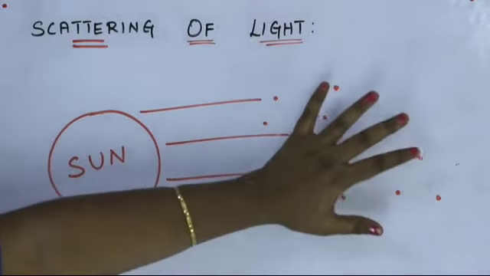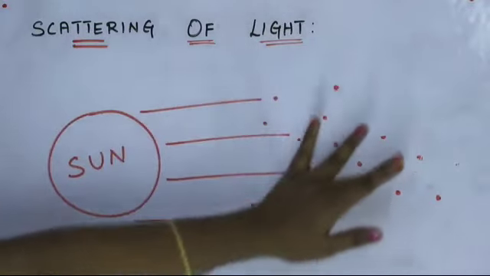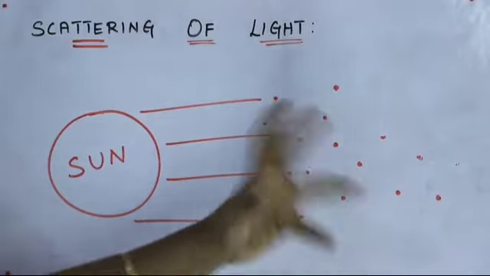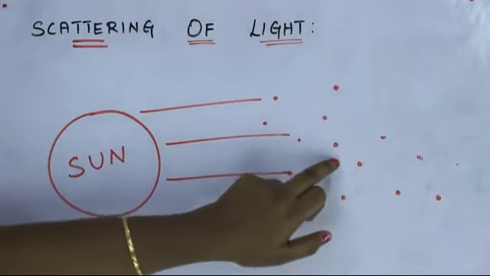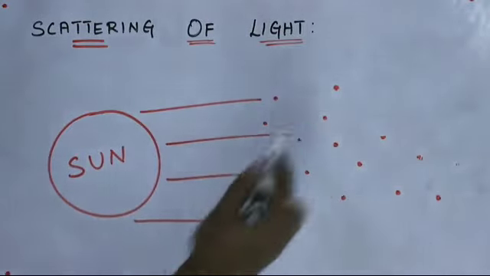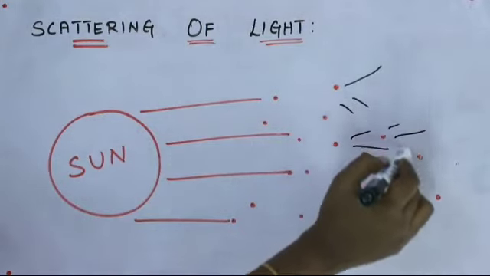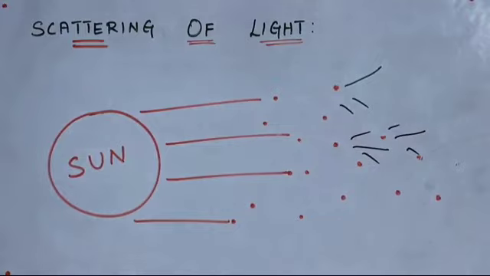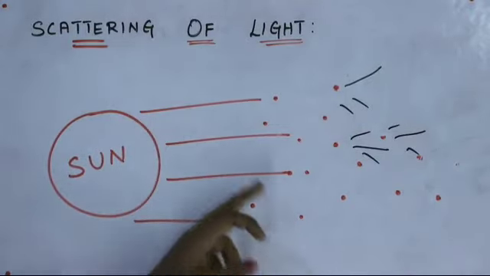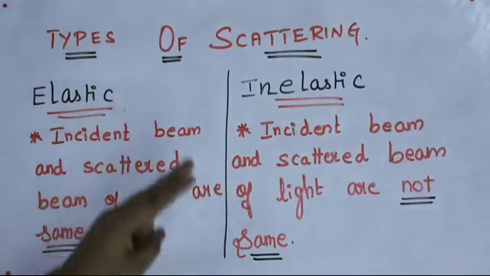The next topic is scattering of light. When sunlight enters the Earth's atmosphere, the atoms and molecules of different gases present in the atmosphere scatter the light in all possible directions. This is called scattering of light. In this phenomenon, the beam of light is redirected in all directions when it interacts with a particle of the medium. The interacting particle of the medium is called a scatterer.